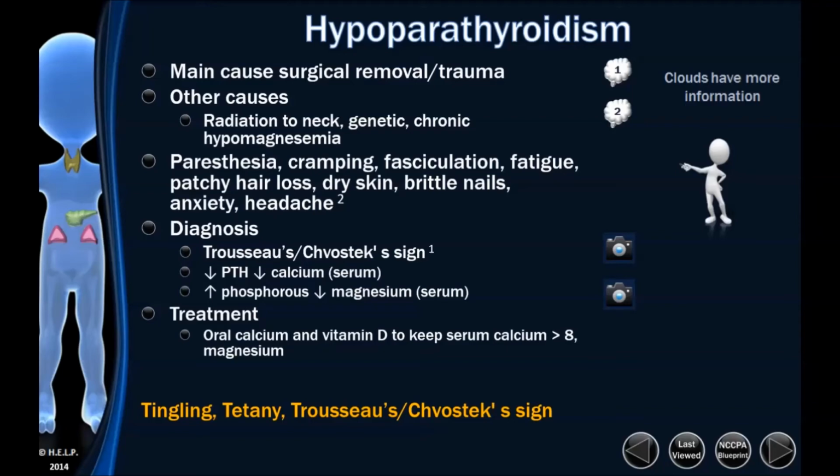The main cause is surgical removal or trauma, so we're not going to be able to replace that. And I also want you to remember too, radiation to the neck and chronic hypomagnesemia. Remember that phosphorus and magnesium and calcium, phosphorus and magnesium, they really can't be separated in the way they're dealt with, and they affect each other. So chronic hypomagnesemia I also want in my brain as a cause of hypoparathyroidism.